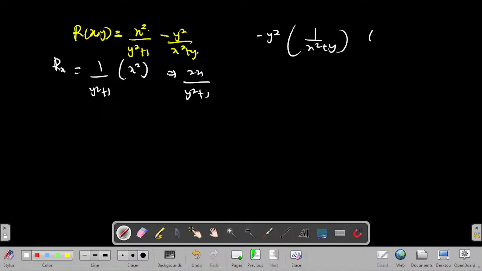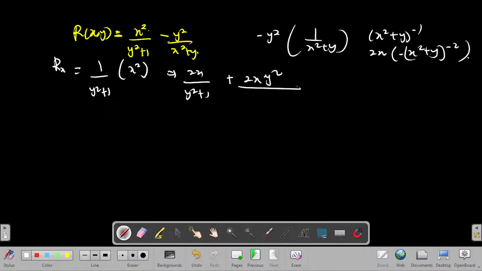Convert this one in a form with negative power. This becomes what? 2x multiplying by y squared plus 1 to the power negative 1. Therefore, my answer becomes 2x over y squared plus 1. This is for r_x. Now what is r_y?